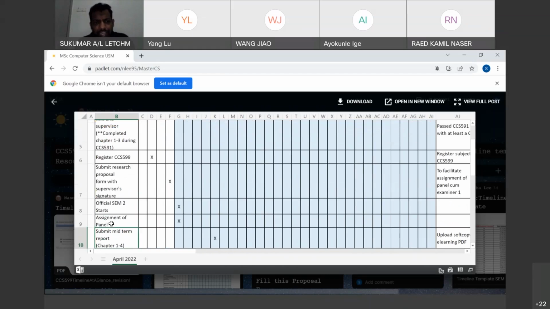And once we have the assignment of a panel which is already approved, when you start your semester, we already have the final list of who is going to be your panel. Because once your semester starts, when you already start your calendar year, you start to do your work and try to polish your chapter 1 until chapter 4.